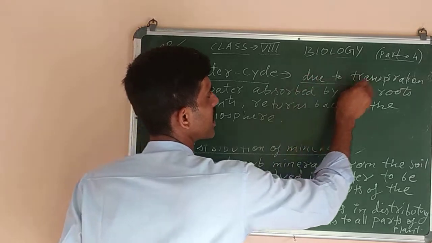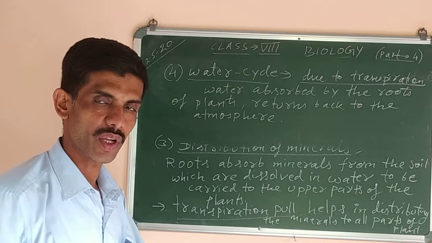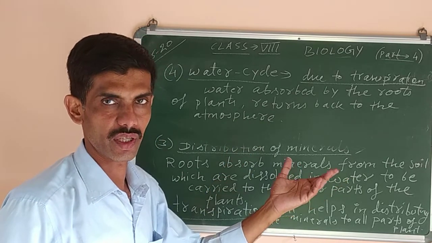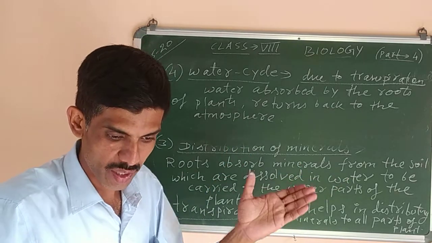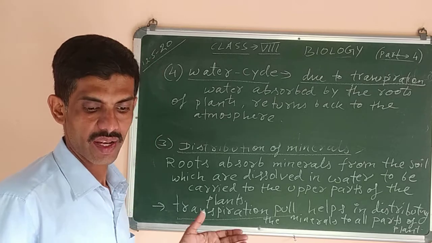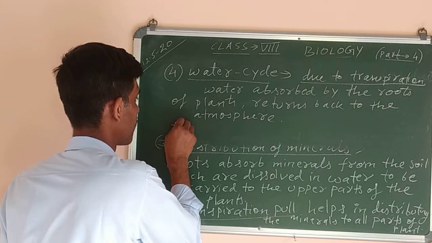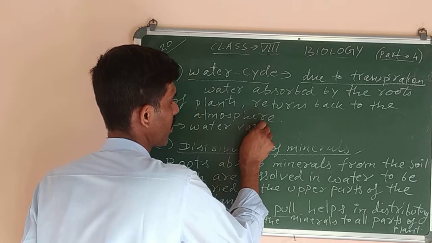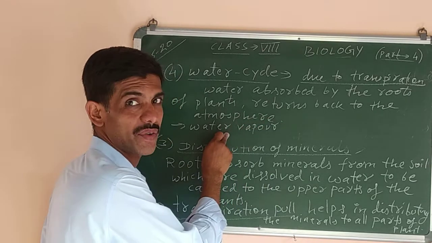Okay, due to transpiration only, whatever water molecule is absorbed by the roots of the plant returns back to it in the form of water vapor. And this water vapor will condense and they will form rain. From where does this water vapor come? It comes from that transpiration.